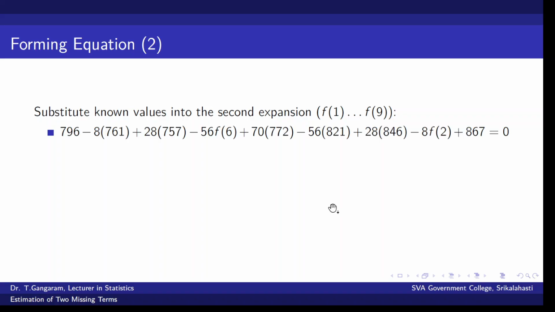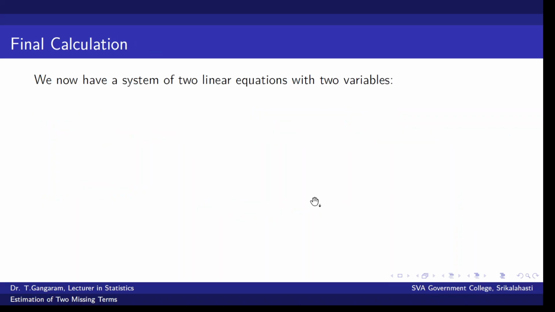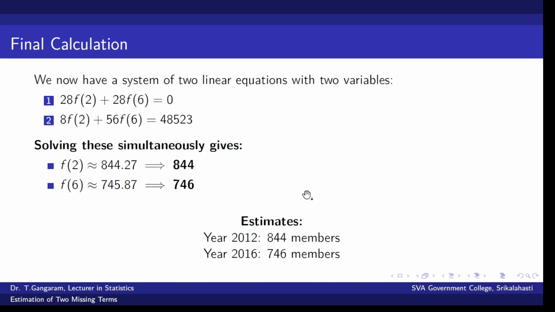Substitute the known values into the second expansion. We will get 8 f of 2 plus 56 f of 6 minus 48523 is equal to 0. Now we have to solve the two linear equations for two unknown values. So 28 f of 2 plus 28 f of 6 must be equal to 0. This is the first equation. 8 f of 2 plus 56 f of 6 is equal to 48523.